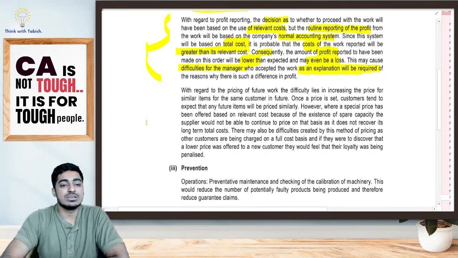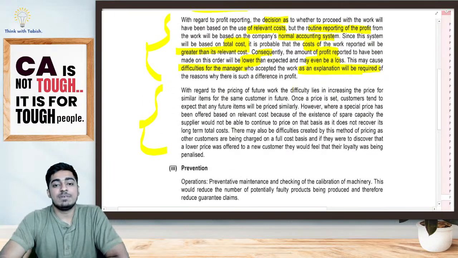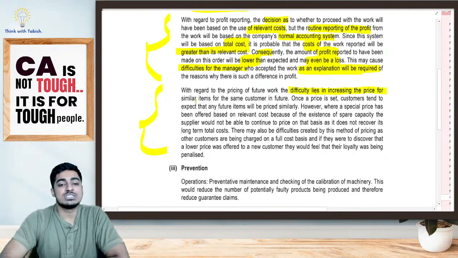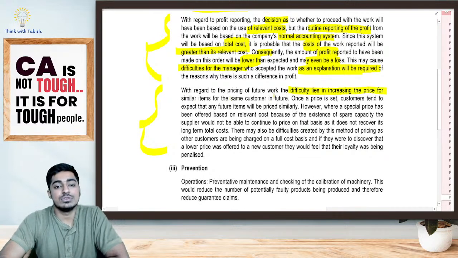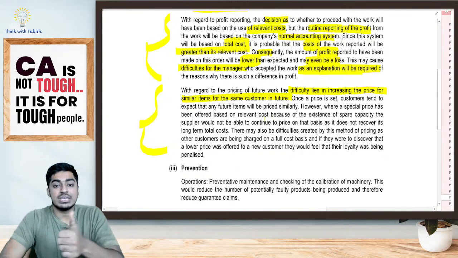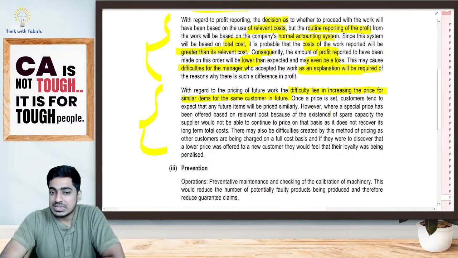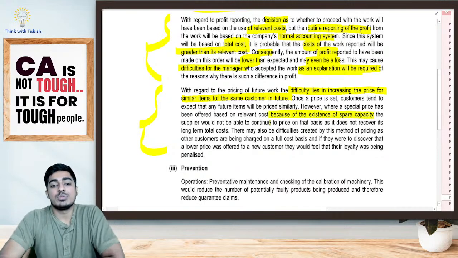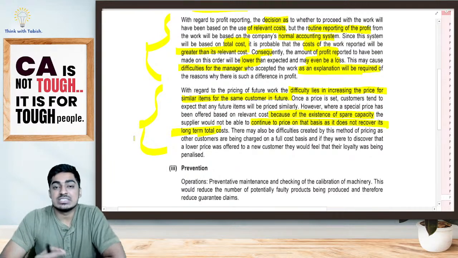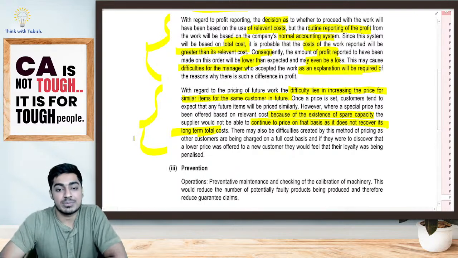Second is pricing of future work. Difficulty lies in increasing the price for similar items for the same customer in future. Point number one, in future we cannot increase the price. Once a price is set, customers tend to expect that any future items will be priced similarly. However, where a special price has been offered based on relevant cost because of the existence of spare capacity, the supplier will not be able to continue the price on that basis, as it does not cover the long-term cost. This time, this period I had spare capacity, but in the long term I did not have spare capacity.